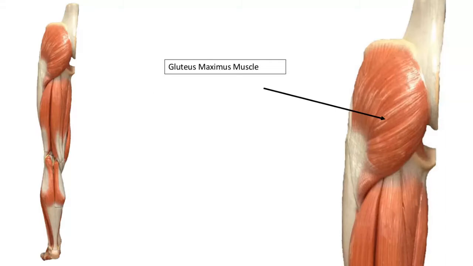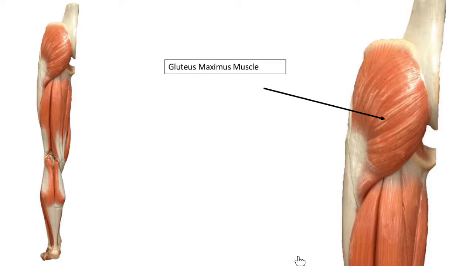All right, and then here is another model, the gluteus maximus muscle. Does anyone know what page that's on? 39. Okay. So those are three different models that you can see the gluteus maximus muscle from.